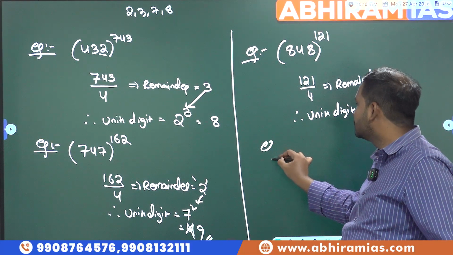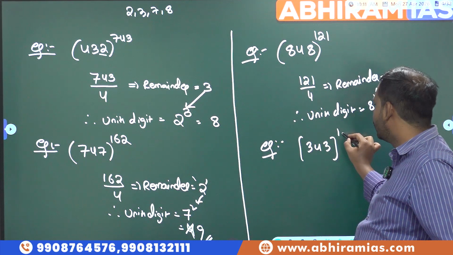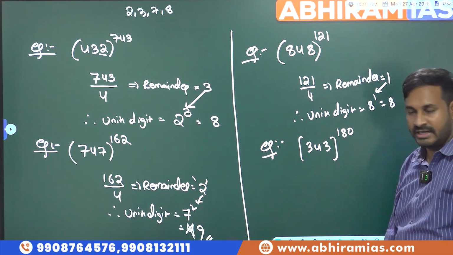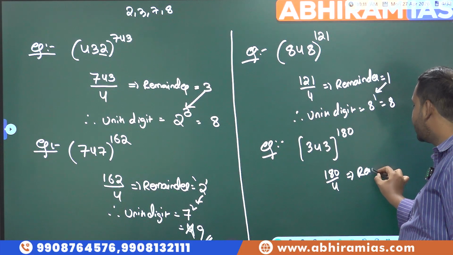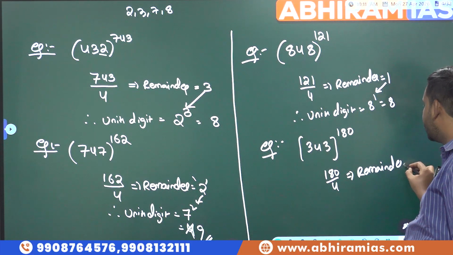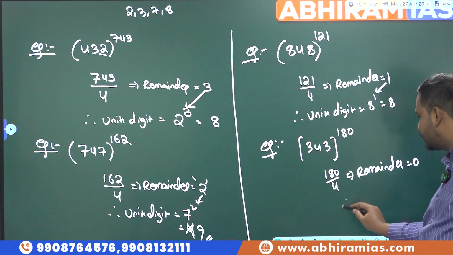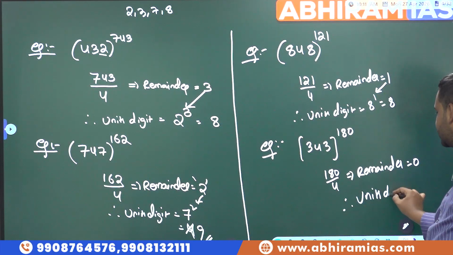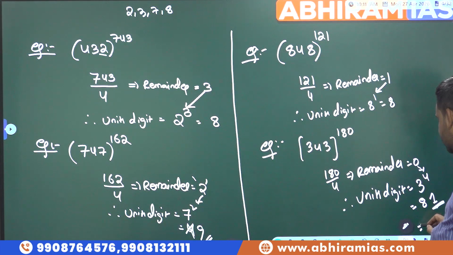నెక్స్ట్ ఎగ్జాంపుల్ 343 whole to the power of 180. Now 180 by 4. What is the remainder? Remainder ఏమొచ్చిందండి? Remainder is 0. If remainder is 0, ఒక స్పెషల్ కేసు చెప్పిన ఏం చెప్పినాను? Units digit of 4th power. Therefore, units digit is equal to 3 to the power of 4. 0 వస్తే 4 తీసుకోండి. 3 to the power of 4 is what actually? 81. So units digit will become what? 1 for us. So answer is 1 here.